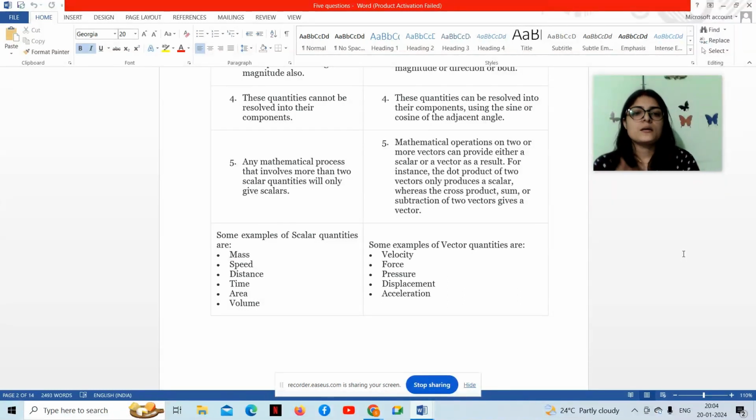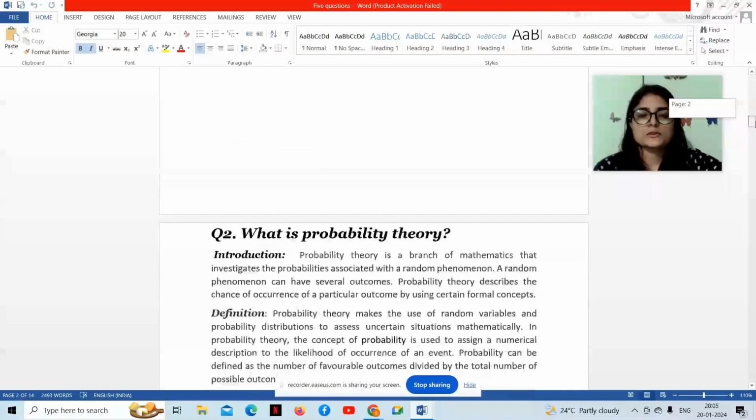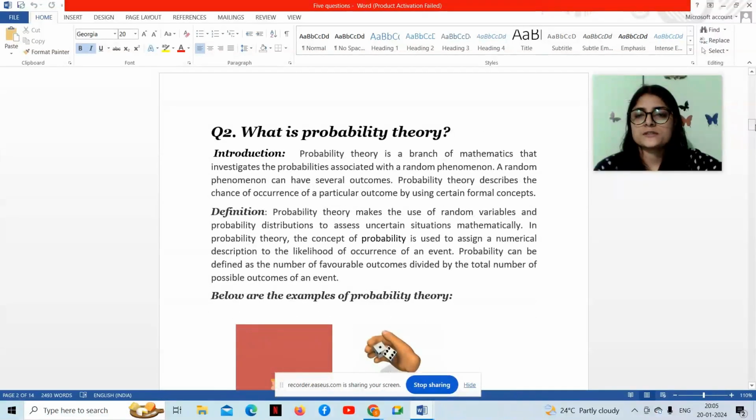Right? So examples of scalar quantities are mass, speed, distance, time, area, and volume. And examples of vector quantities are velocity, force, pressure, displacement, and acceleration. So this is all about the difference between vector and scalar quantity. Now move to the second question I have chosen for the video presentation.